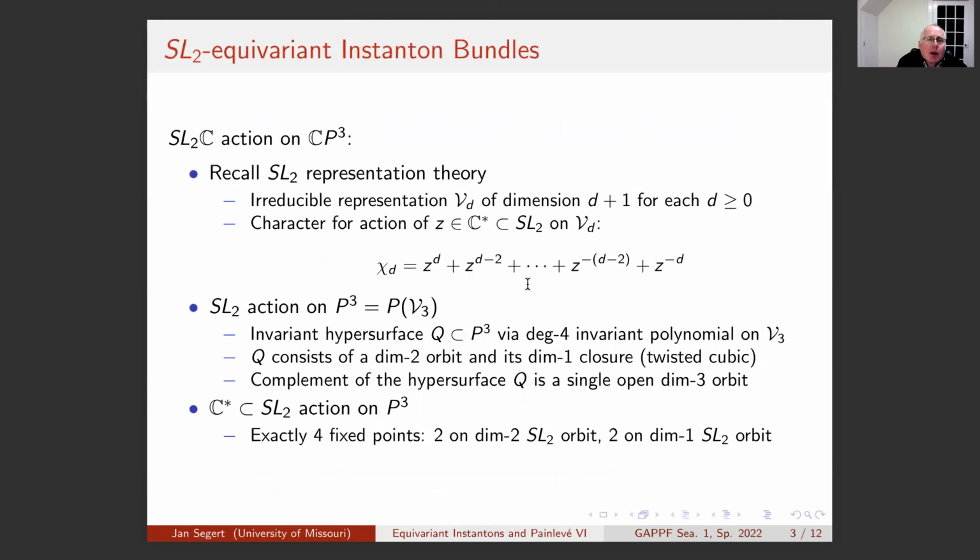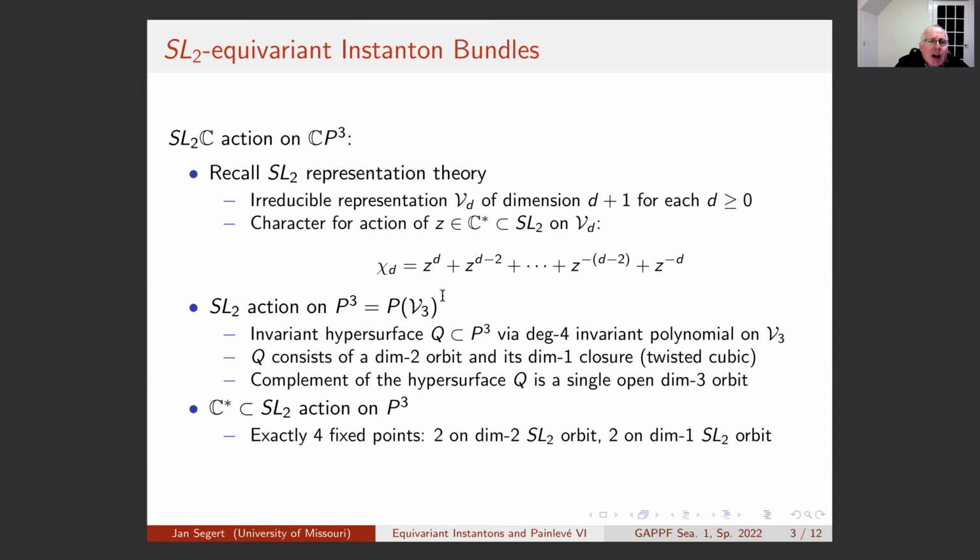So what we're going to consider is an SL2C action on CP3. So SL2C is a complex three-dimensional group. CP3 is a complex three-dimensional manifold. And the particular one that we're going to study is if we have the irreducible representation of SL2 on C4, which we'll call V3. The VD is the irreducible representation of dimension D plus one. And remember, for SL2, there's an irreducible representation for each dimension. Here are the characters of that.